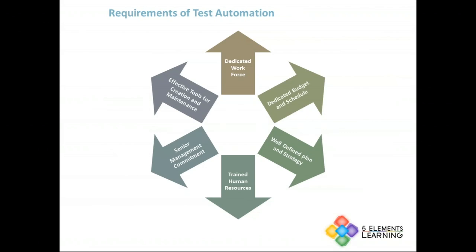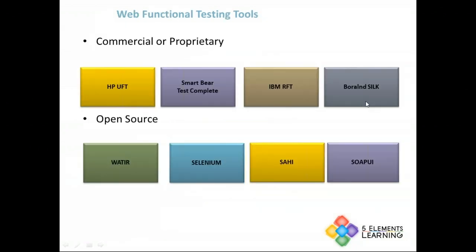So what are the requirements for test automation? We should have a dedicated workforce. We should have a dedicated budget and schedule. There has to be a well-defined plan and strategy available. There has to be availability of trained human resources, a buy-in from the senior management, and there has to be effective tools for creation and maintenance of these scripts.